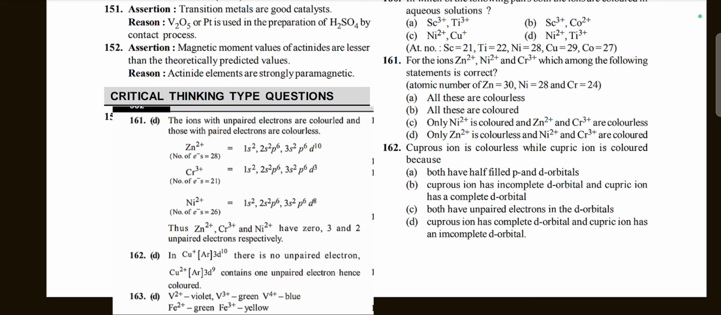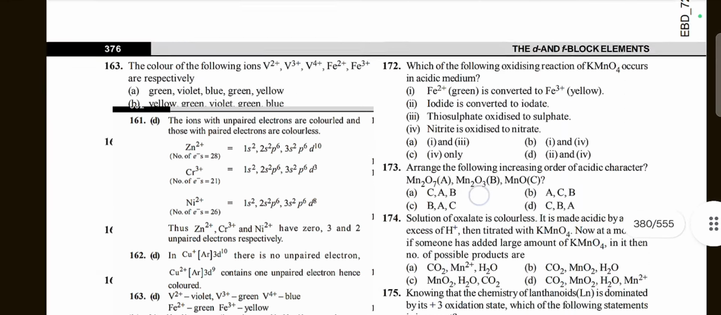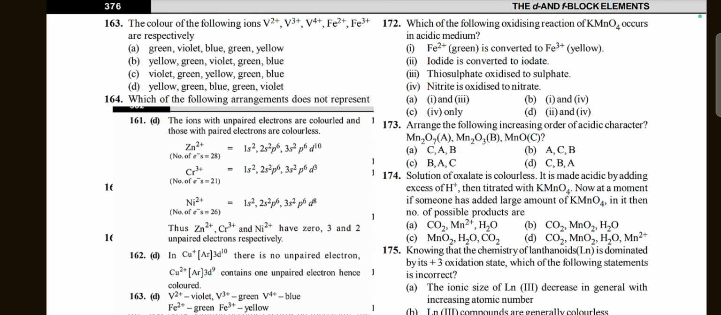Cuprous ion has a complete d orbital and cupric ion has an incomplete d orbital. The colors of the following ions V2+, V3+, V4+, Fe2+, Fe3+ are respectively: V2+ is violet, V3+ is green, V4+ is blue, Fe2+ is green, Fe3+ is yellow. So option D will be the answer.